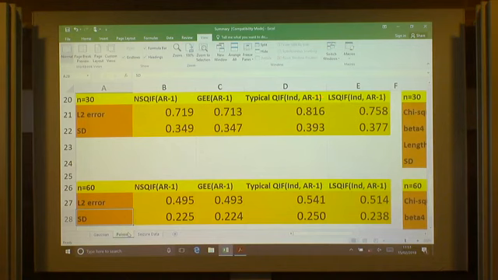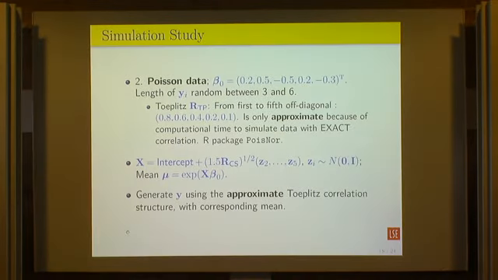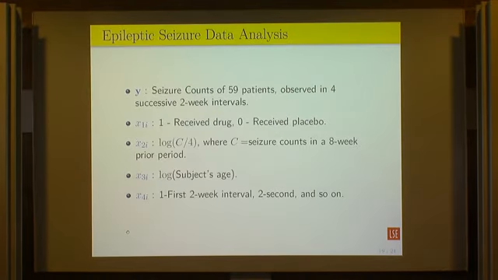At the same time, the typical QIF and the linear shrinkage have to include independence, so the error is bigger. And so here basically are the simulation results. Let's look at it very quickly, finally, the real data analysis. This data is some epileptic seizure count data of a very small group of patients, 59 patients. And each patient is observed for 4 successive 2-week intervals.